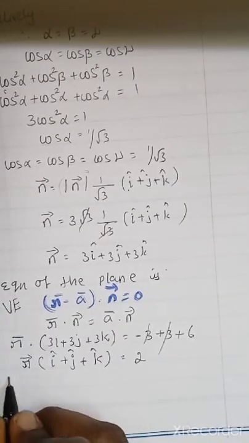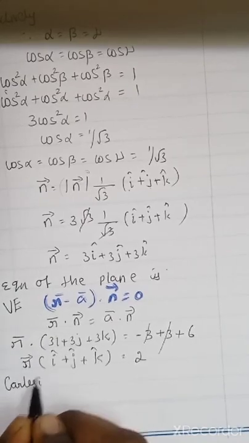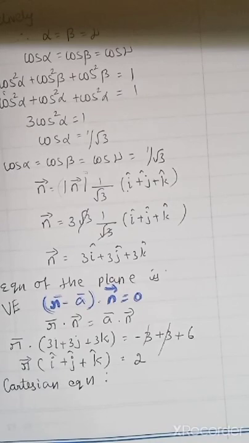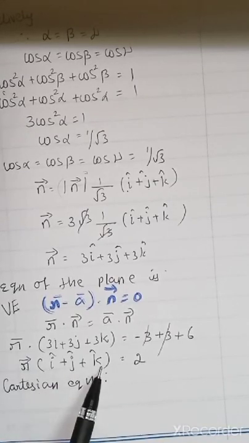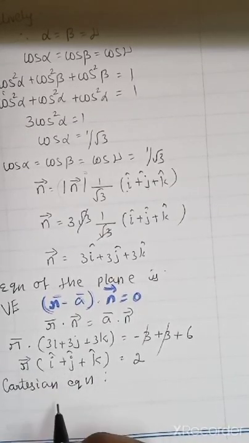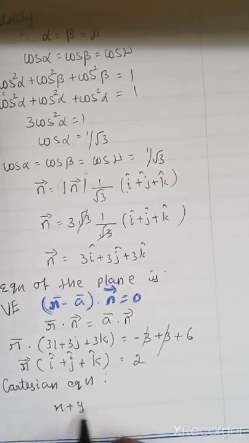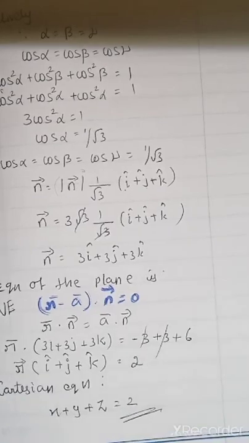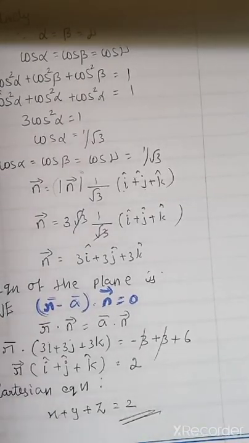What is the next one? Cartesian equation. So for the Cartesian equation, what you have to do? Instead of this, what you have to put? x, y, z. So the answer is x plus y plus z equal to 2, your final answer. Is that clear?